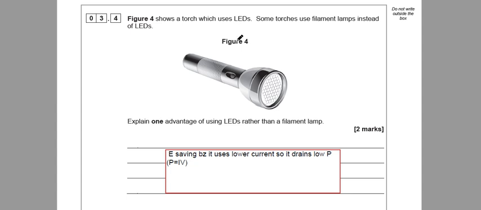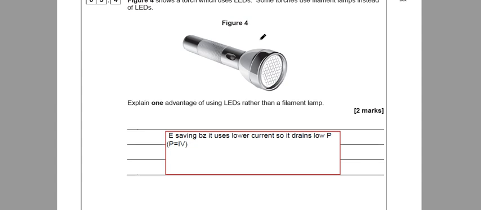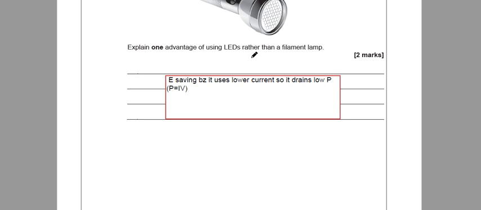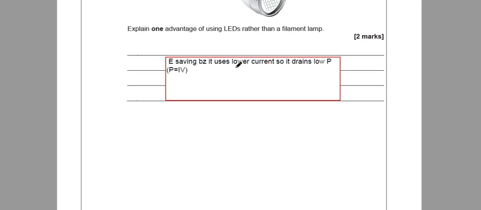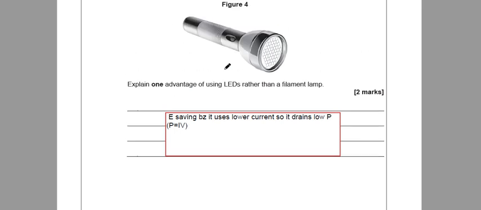A torch uses LEDs. Some torches use a filament instead of an LED. Explain one advantage of an LED. It saves energy because it uses low current, and we know that power is equal to I times V, as V of the batteries is constant. So the current in the LED is smaller than the current in the filament, and the total power or total energy consumed by the LED will be less, so it saves energy.